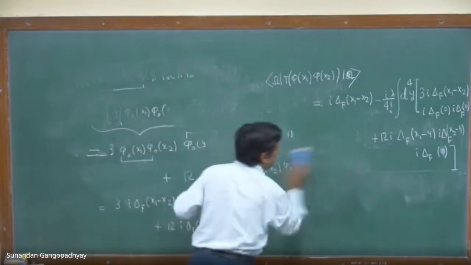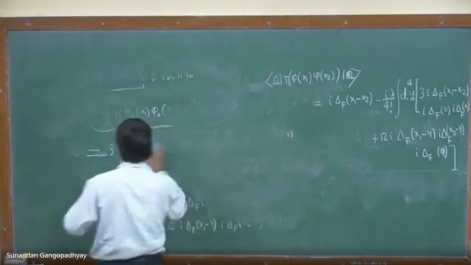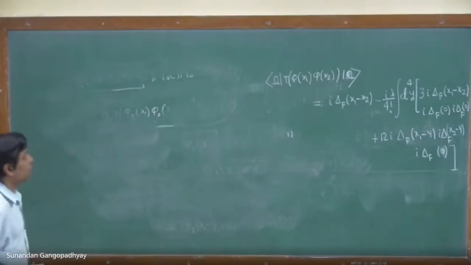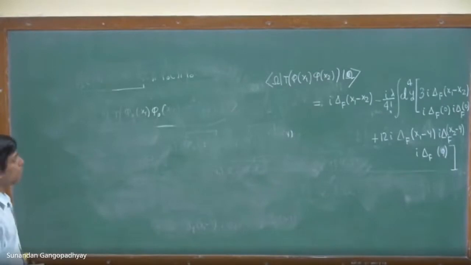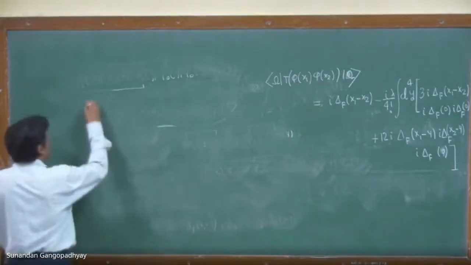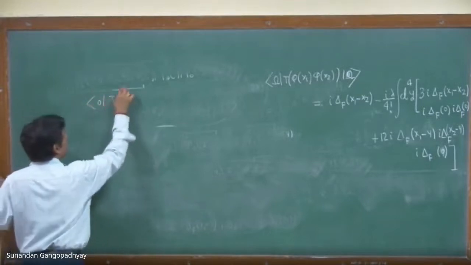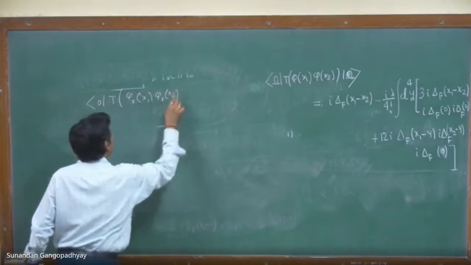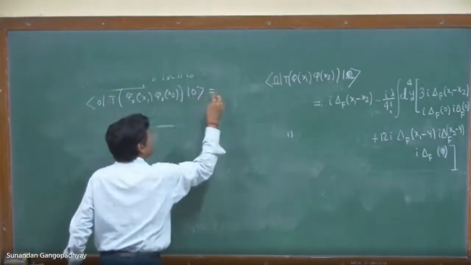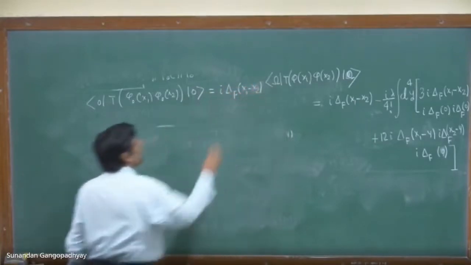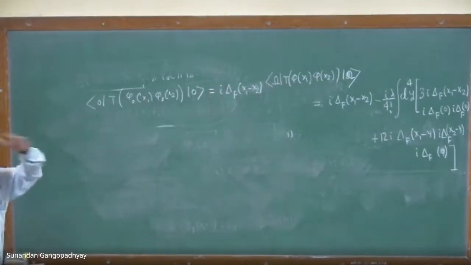So what we have done is we have applied this theorem now to write down the numerator, omega T phi x1 phi x2 omega. Now you see that this term, this is phi naught x1 phi naught x2. This is basically nothing but i delta F x1 minus x2. So this is the free propagator of the real scalar field.